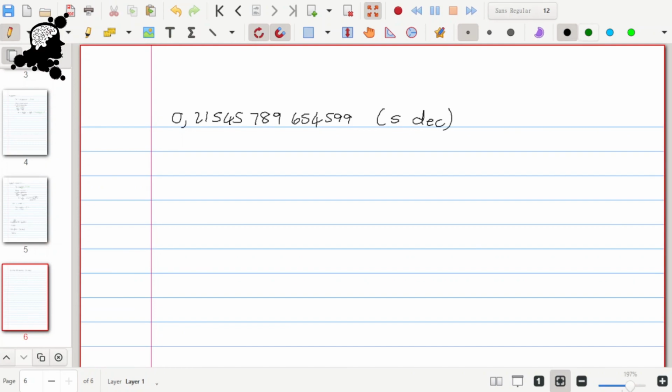So let's count the number of digits. We're supposed to count 5 digits. 1, 2, 3, 4, 5. Put a line right there. When I look at the number after the line, it's a 7. It's greater than 5, so I come here and I'm going to add a 1. This is going to give me 0,21546. We've got 5 digits after the comma. We are done. Life is great.